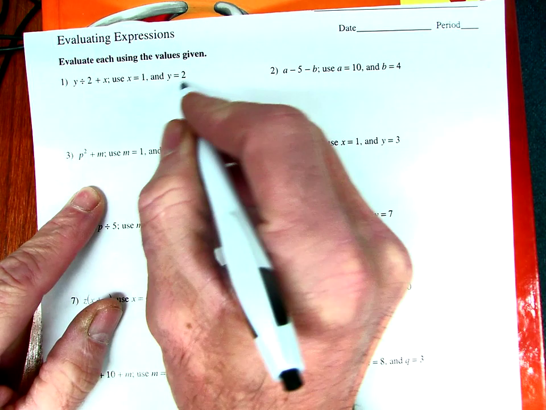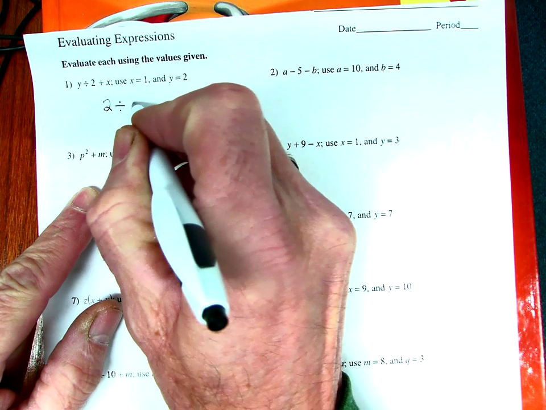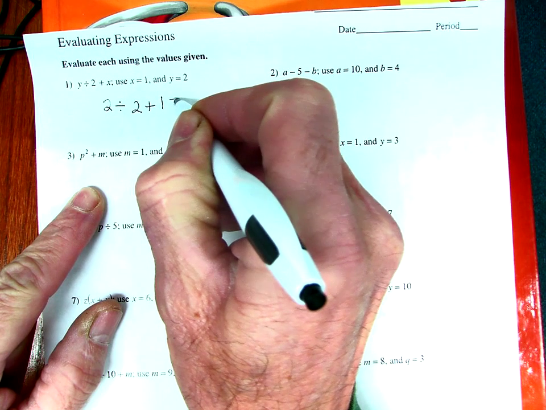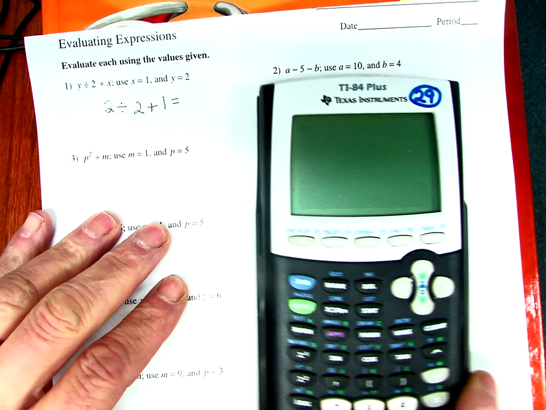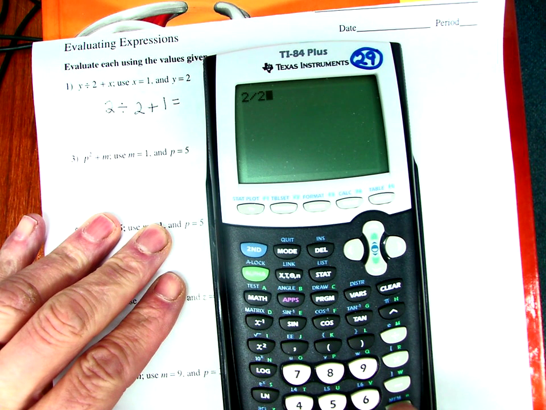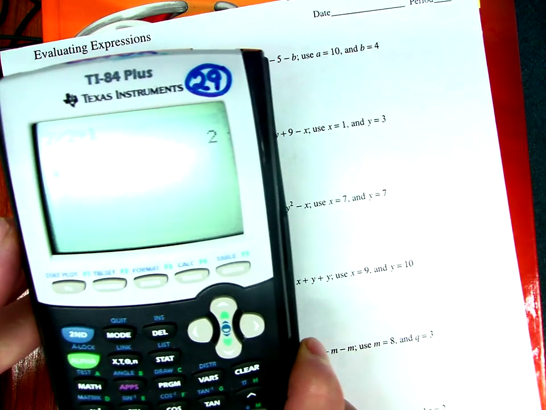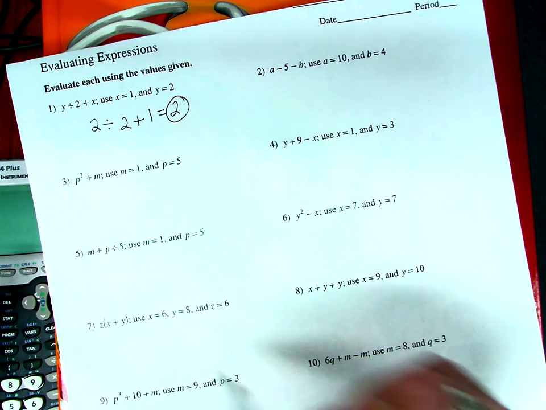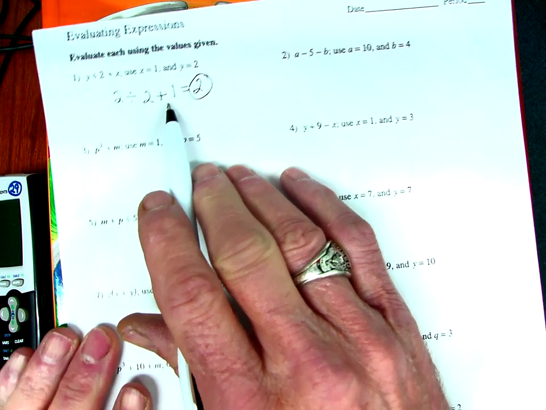Y divided by 2. Y is 2, so 2 divided by 2 plus x, and x is 1, equals. Now you get your calculator and you type it in just the way that it looks. 2 divided by 2 plus 1, enter, and the answer is 2. Do you have to write it out like this? Yes, you do. All right, let's move on to the next one.